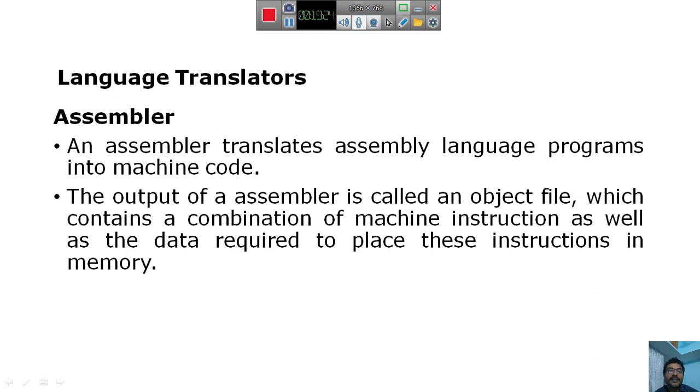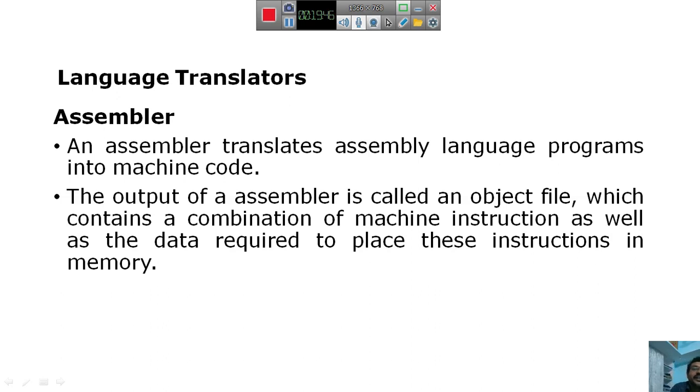An assembler translates assembly language programs into machine code. The output of an assembler is called an object file, which contains a combination of machine instructions as well as the data required to place these instructions in memory.